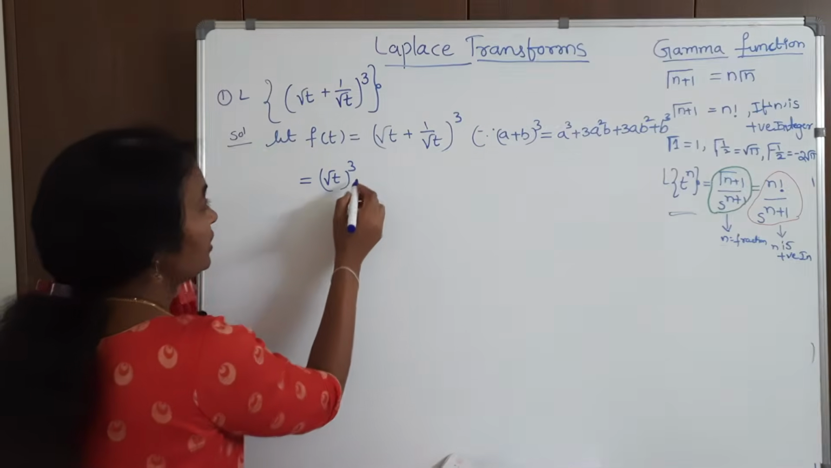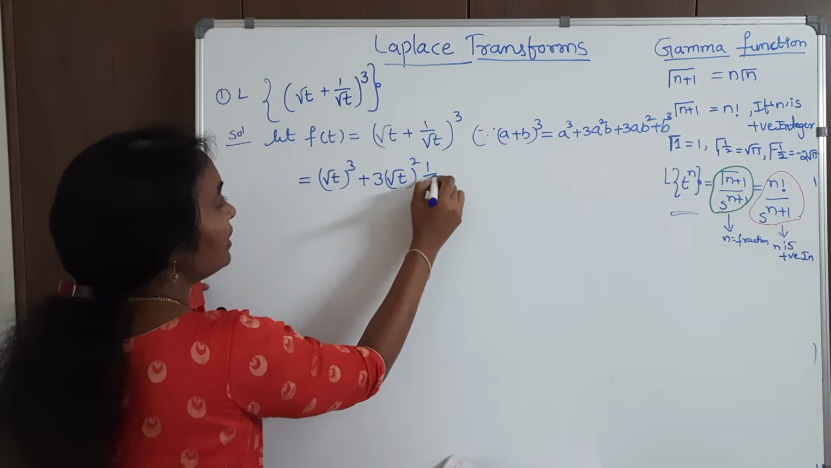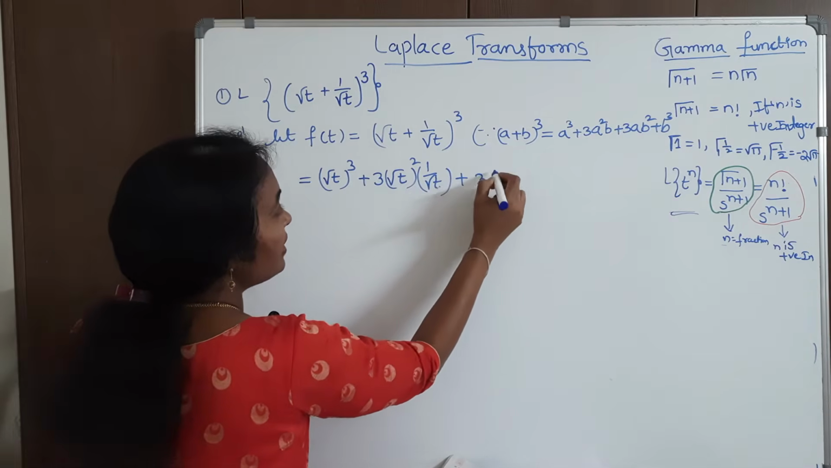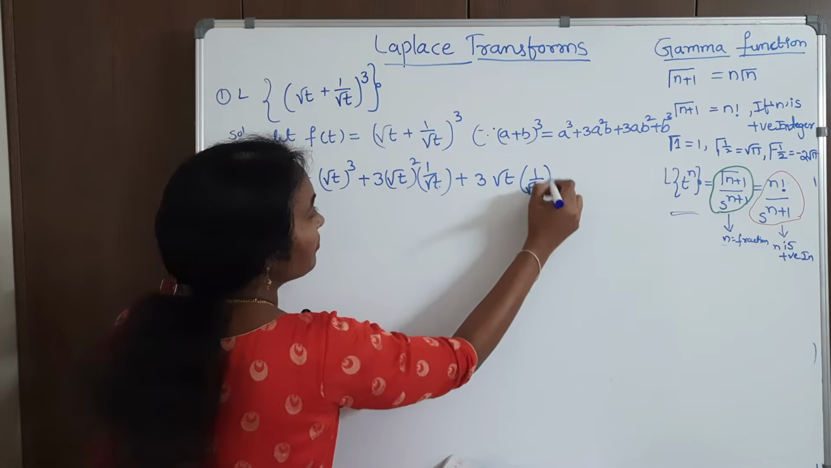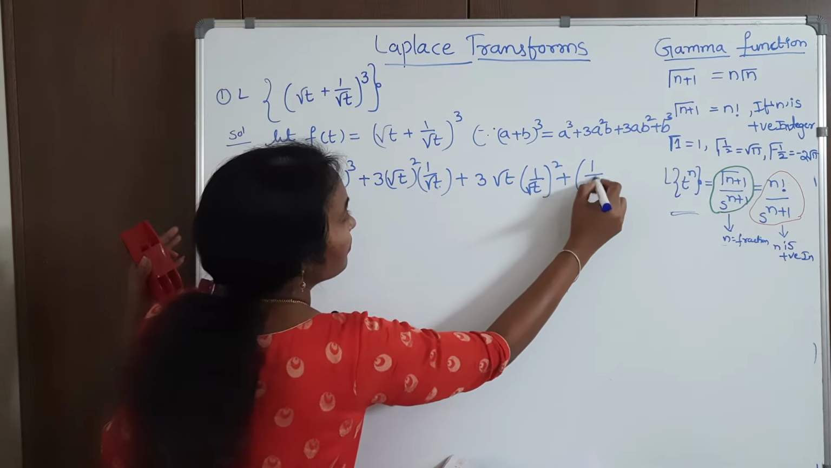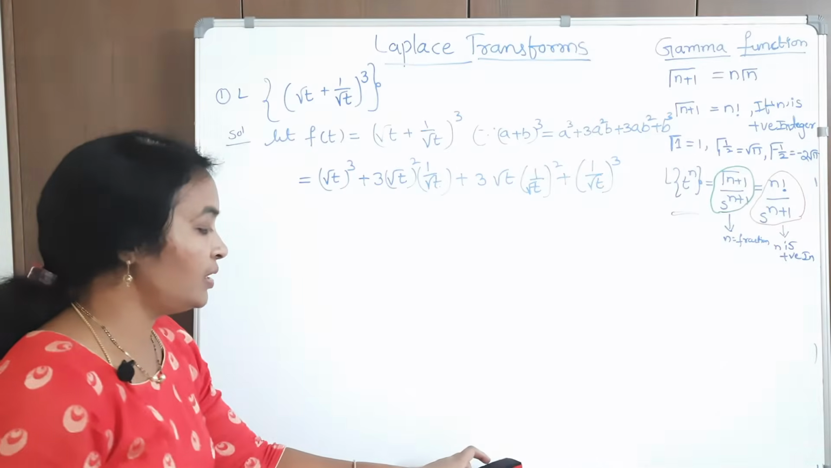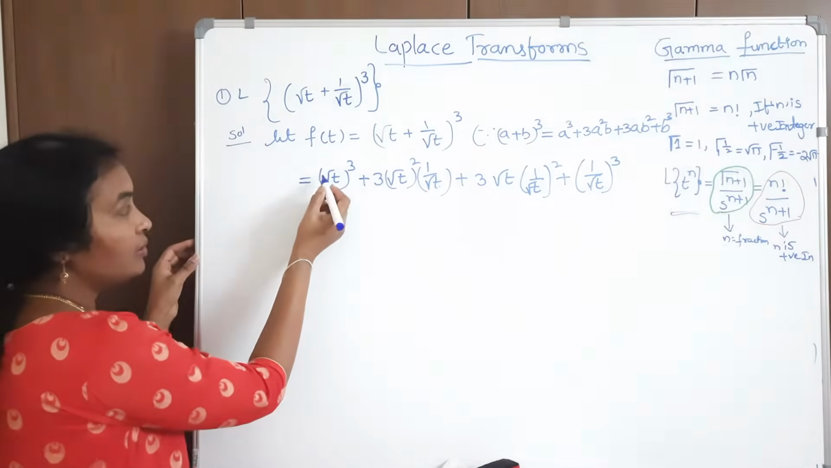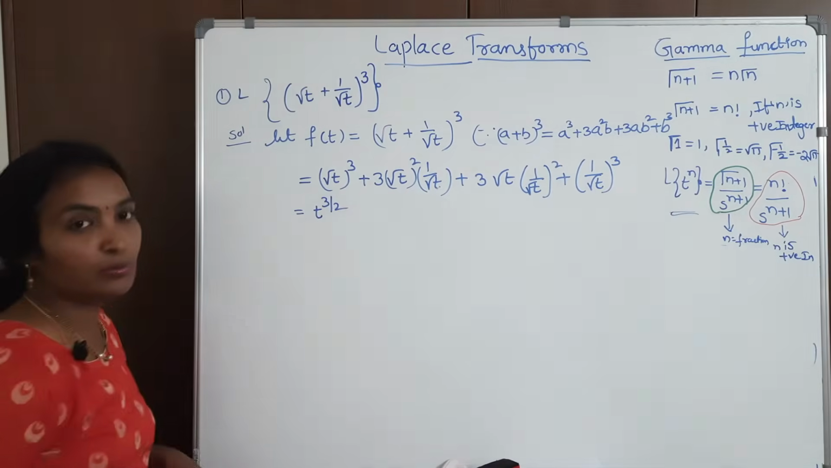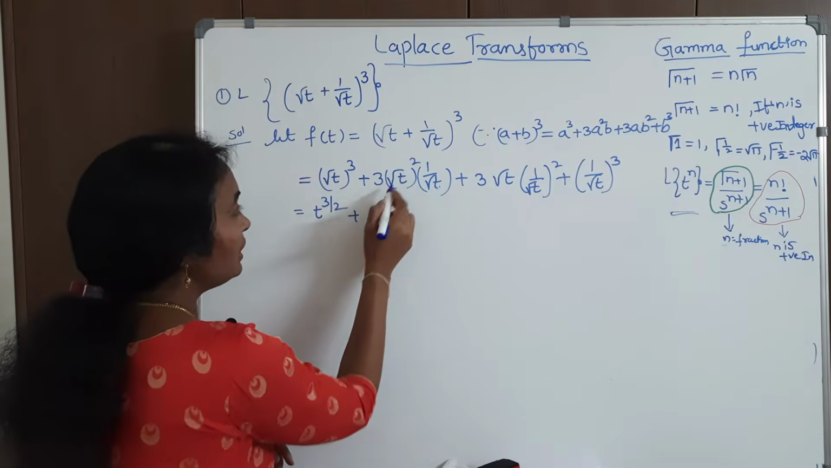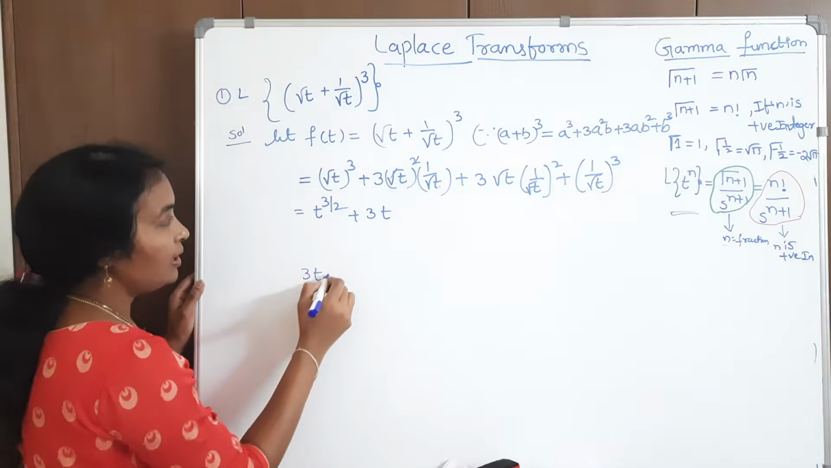Okay, now t cube, a cube plus 3a square b plus 3ab square plus b cube. Yes. Now this is 1 by 2 power 3, this is nothing but t to the power of 3 by 2. How does this change? The square root gets cancelled, 3t and 1 by t, 3t and root t.